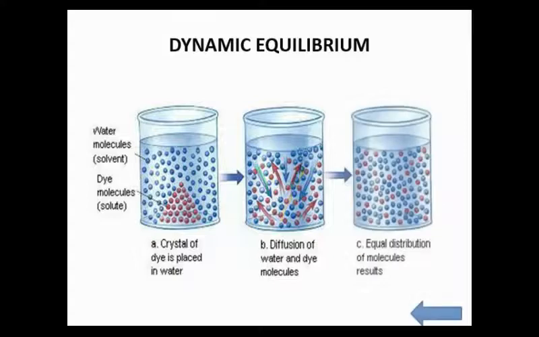After some time, equilibrium is reached and equal distribution of molecules results, which means the dye molecules have already diffused in the water. Eventually, the water and the dye molecules are equally distributed throughout the container. So this is what happens in a dynamic equilibrium reaction.